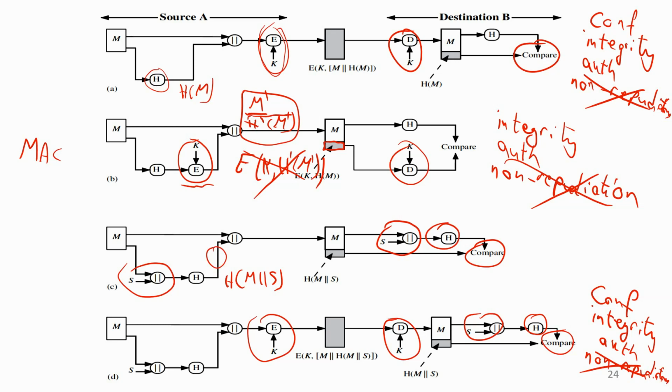In part D, I can actually do that because there is an additional encryption step. So I can generate the hash of the message, and then I can concatenate the key because everything will be encrypted afterwards.